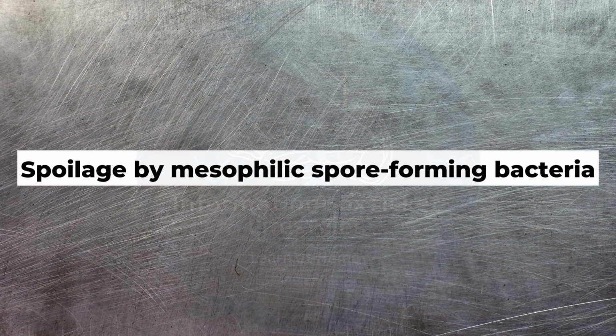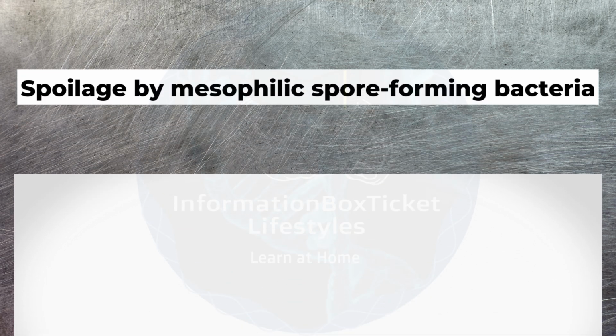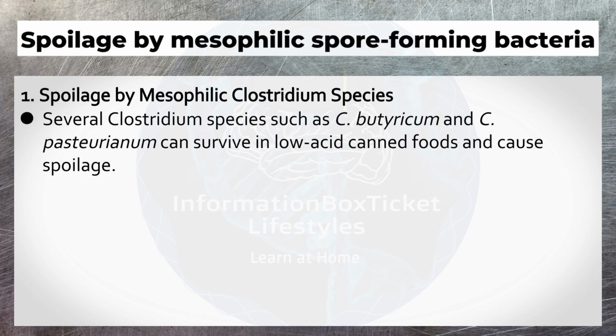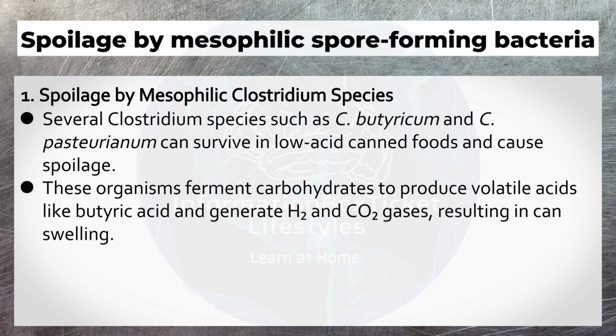Spoilage by mesophilic spore-forming bacteria. First, spoilage by mesophilic Clostridium species. Several Clostridium species, such as Clostridium butyricum and Clostridium pasteurianum, can survive in low-acid canned foods and cause spoilage. These organisms ferment carbohydrates to produce volatile acids like butyric acid and generate hydrogen and carbon dioxide gases, resulting in can swelling.